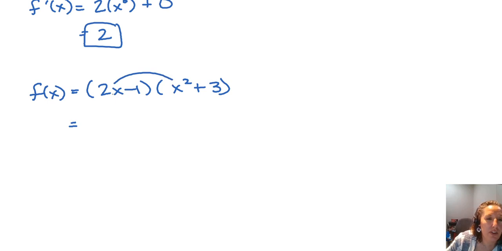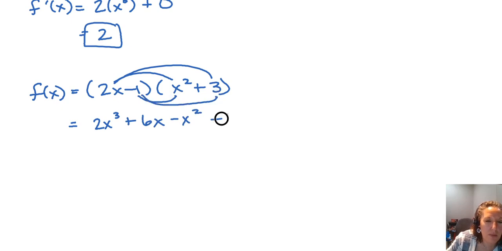So we take 2x times x squared, 2x times 3, negative 1 times x squared, and negative 1 times 3. Now we have this in an expanded form. Now we can apply our derivative rules.